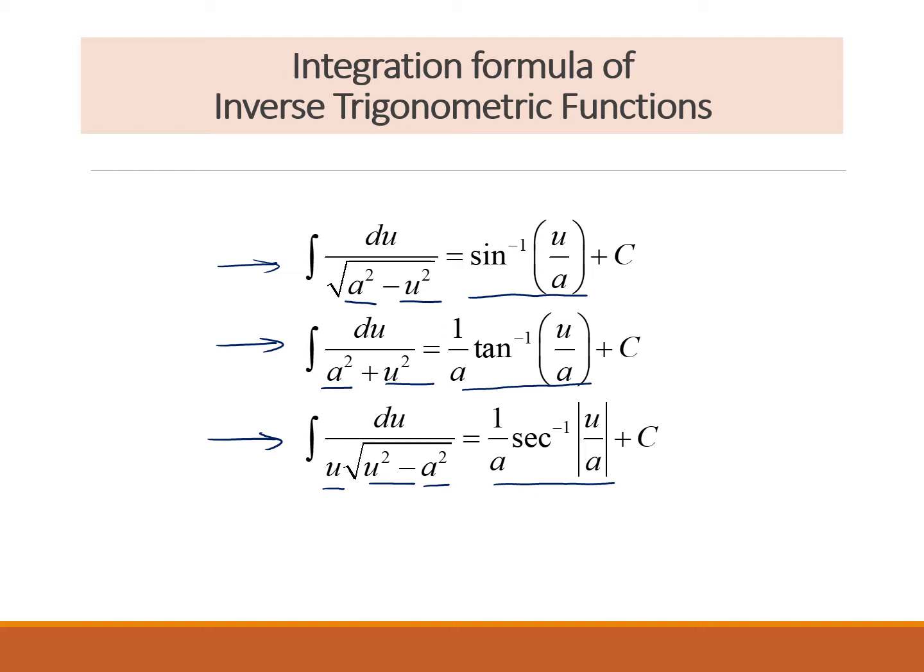So u is a variable, and a here is a constant. The fraction 1 over square root of a squared minus u squared will result in the inverse trigonometric function of u over a plus c. So u will be the variable, and a is the constant.